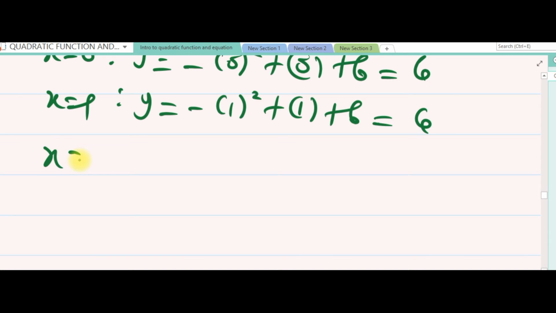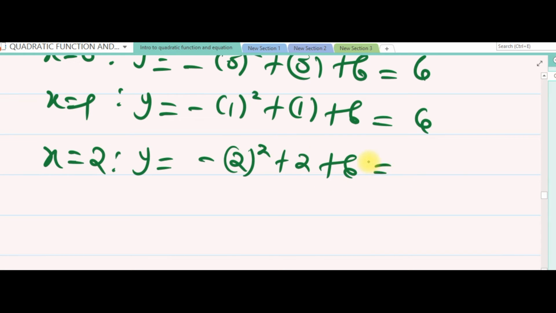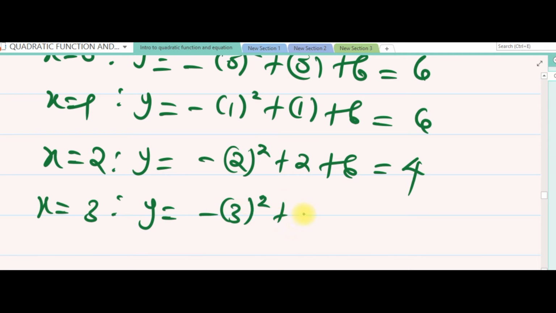When x is -2, y is -(-2)² + (-2) + 6. (-2)² is 4, so -4 plus -2 plus 6 is 0. So when x is 3, finally, y is -(3)² + 3 + 6. So -3 squared is 9, minus 9, plus 3, plus 6, so this should be 0 also.